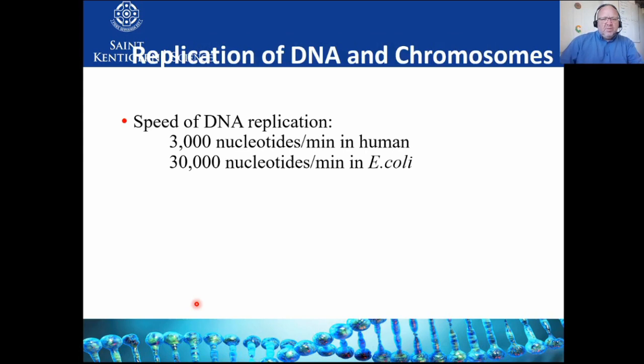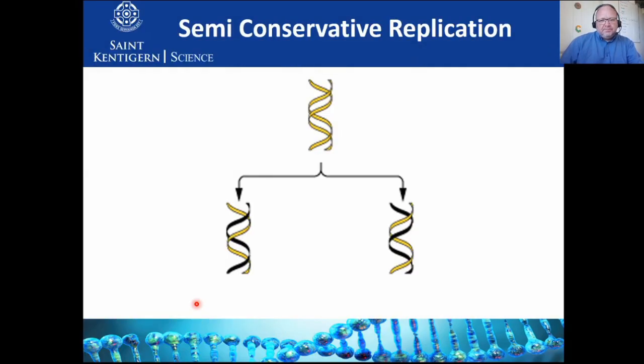Now, just for interest's sake, we replicate our nucleotides about 3,000 every minute. But E. coli, that bug you looked at earlier, 30,000 per minute. So it grows literally 10 times faster than we do. Now, semiconservative we talked about. It's where both of the daughter strands will have a copy of the original strand in there. Okay, so you have one new strand and one original strand, or one parent strand.